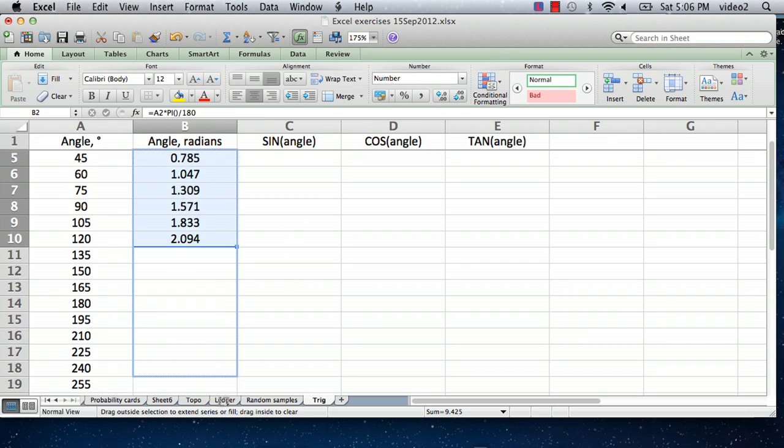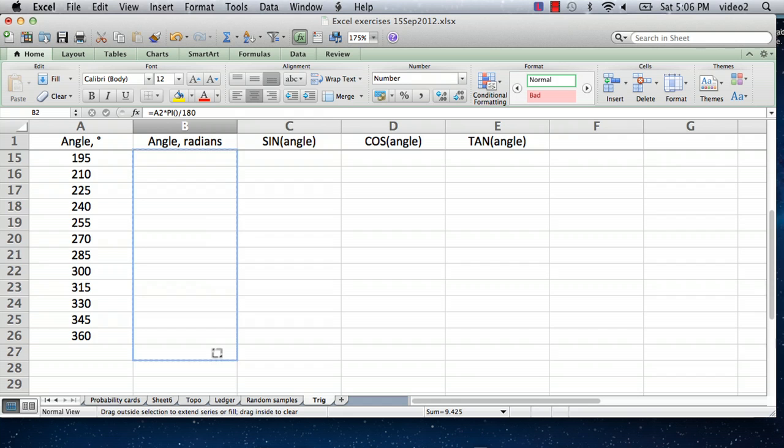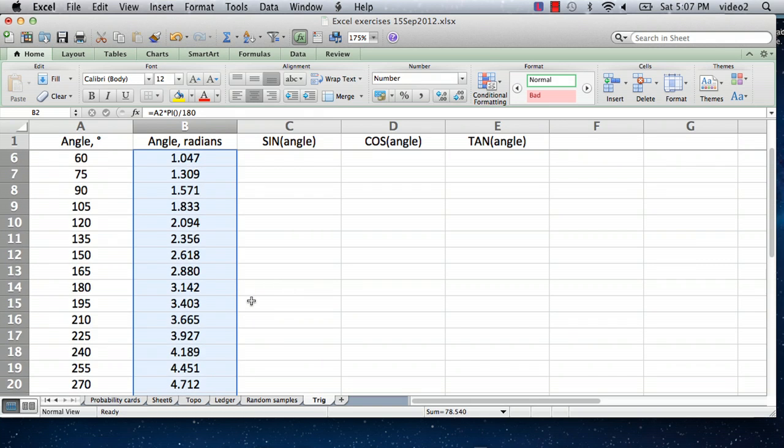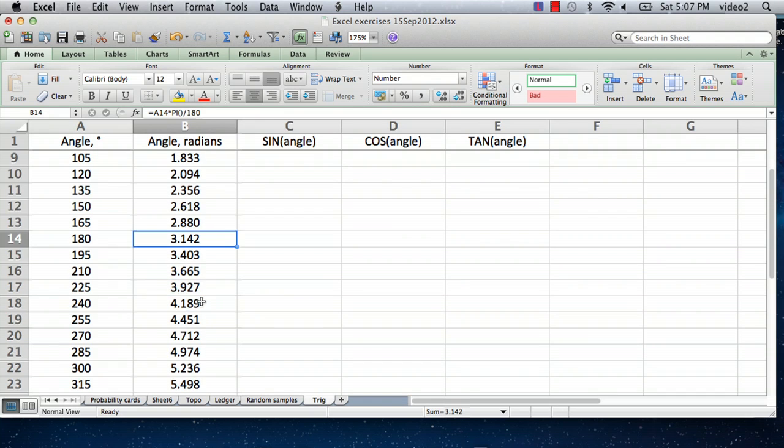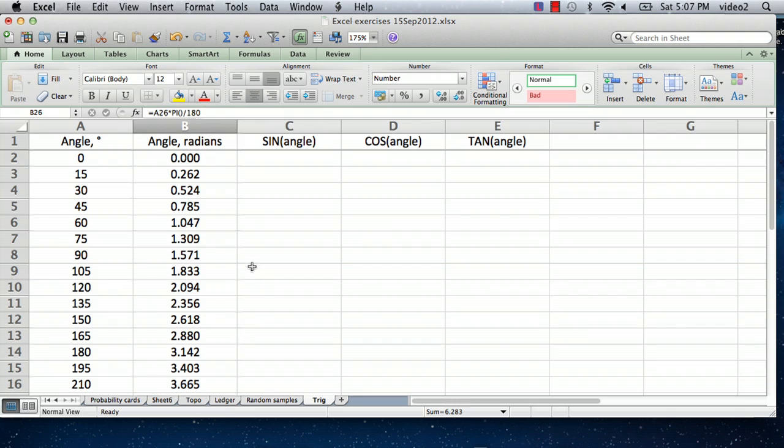And we'll just scroll it down until we get to 360, and let's just do some checks here. 180, there we go, that's pi. 180 degrees is pi radians. 360 degrees is 2 pi radians, so everything seems right.